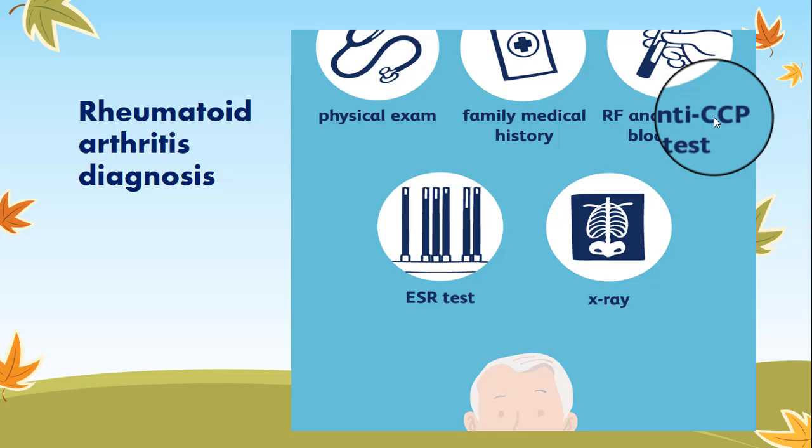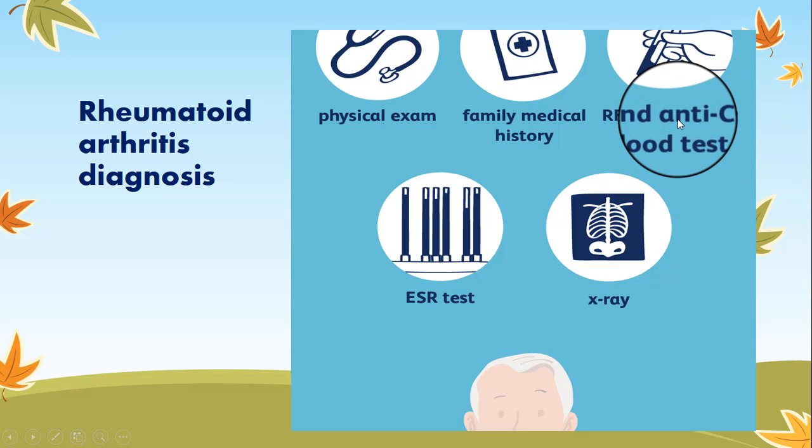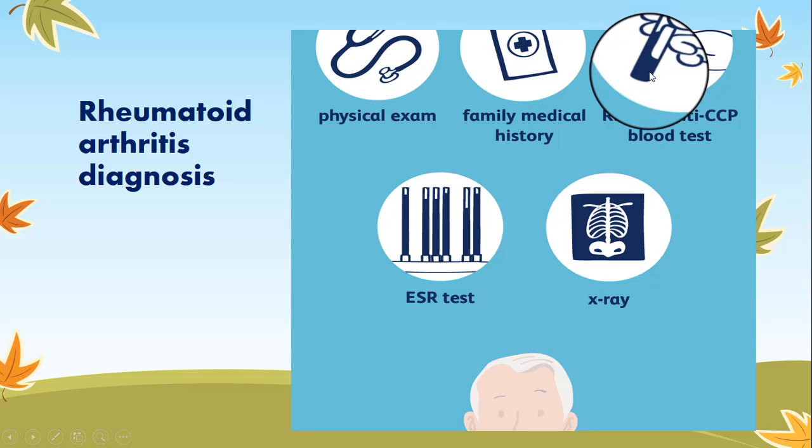Another blood test is the anti-nuclear antibody test. The anti-nuclear antibody panel tests your immune system to see if it's producing antibodies or not. Your body may make antibodies as a response to many different types of conditions, including rheumatoid arthritis.